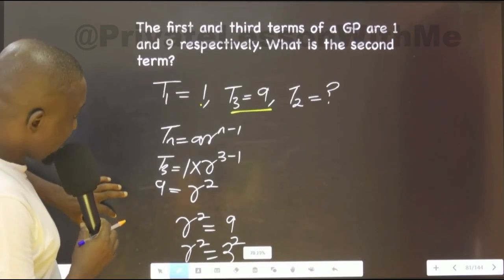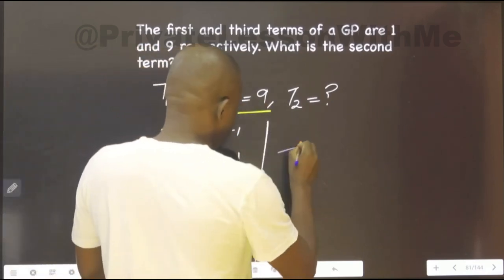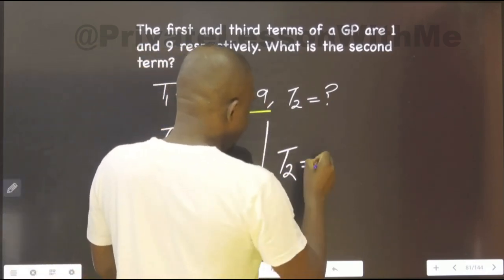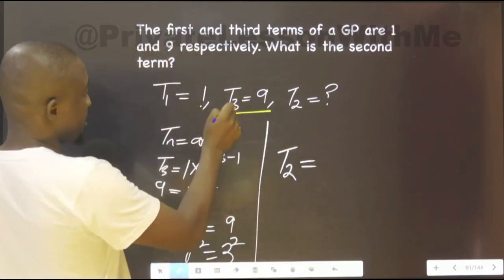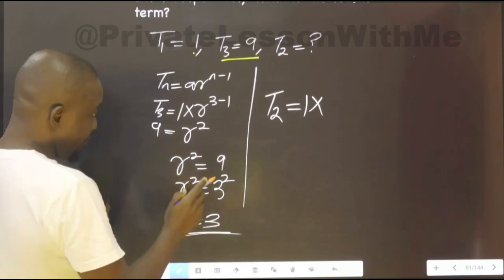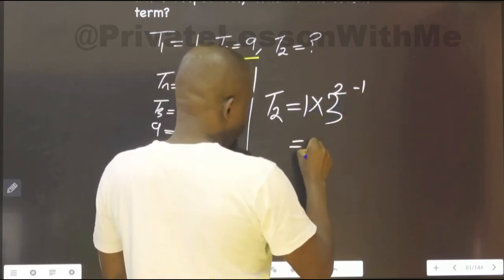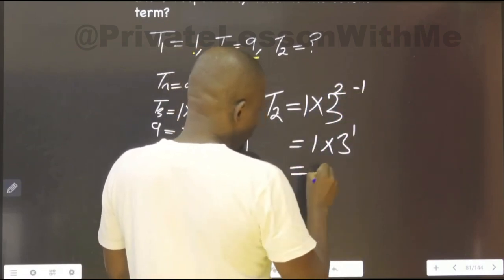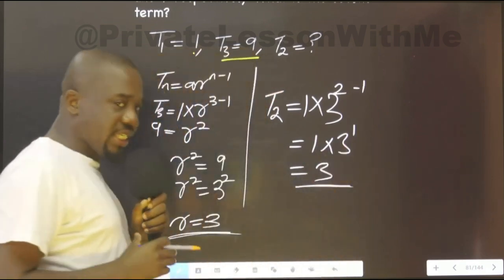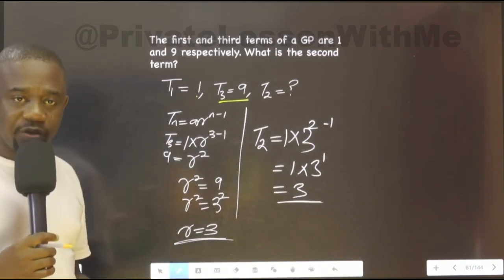Because we now know r, we can come back and say the second term is the first term, which is 1, multiplied by r, which is our 3. That is 2 minus 1, which is 1, multiplied by 3 raised to power 1, equals 3. So 3 is the second term, okay? Hope this is understood. Thank you for viewing.